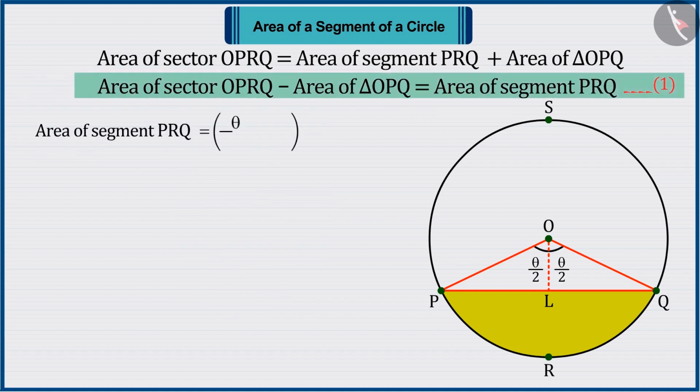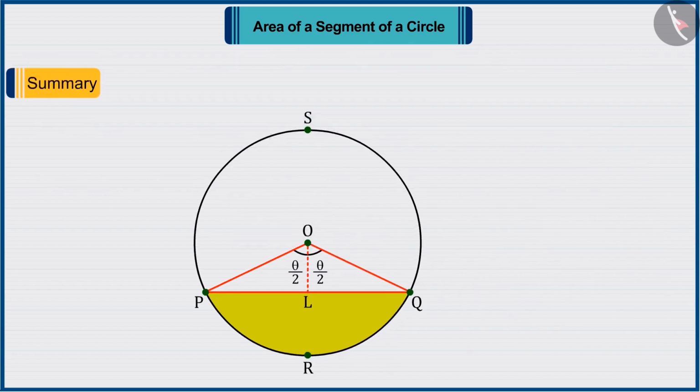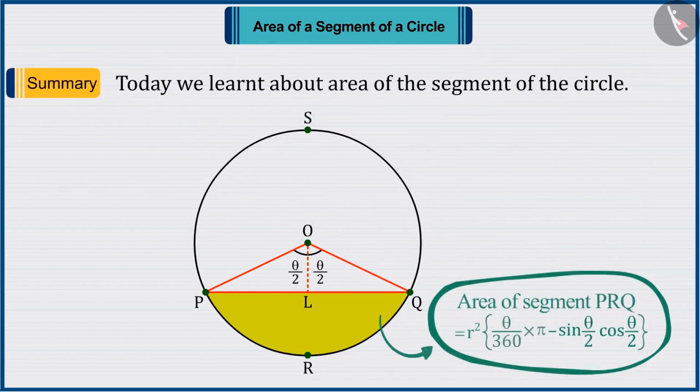By placing the above values in equation 1, the shaded area of the segment PRQ is r square multiplied by theta upon 360 times pi minus sin theta upon 2 into cos theta upon 2. In this video today, we learned about the area of the segment of the circle. In the next video, we will see some interesting examples based on this concept.